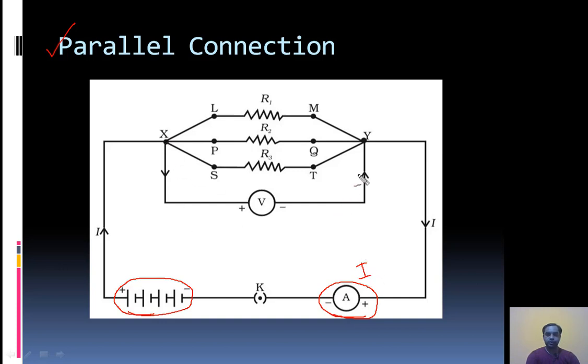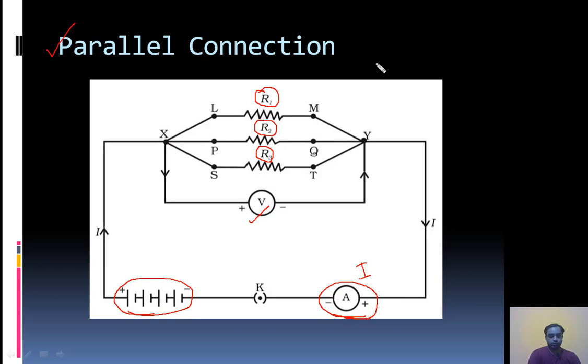Now this is a voltmeter. Voltmeter is connected parallelly. Now what does a voltmeter do? Voltmeter measures the potential difference between two terminals. Now here in this circuit, current I is flowing. Now there are three resistors, R1, R2 and R3, connected in this circuit parallelly.